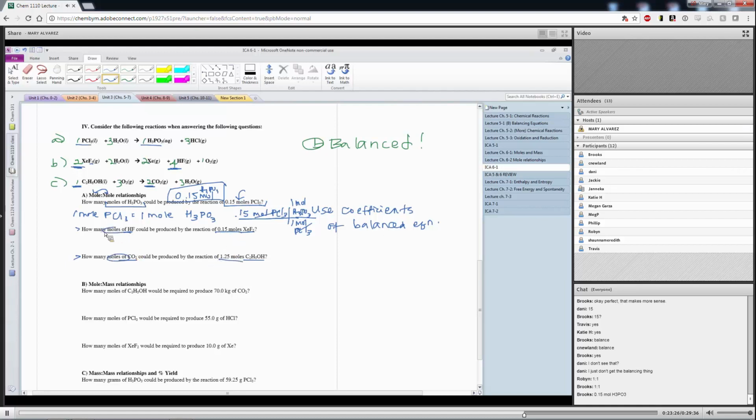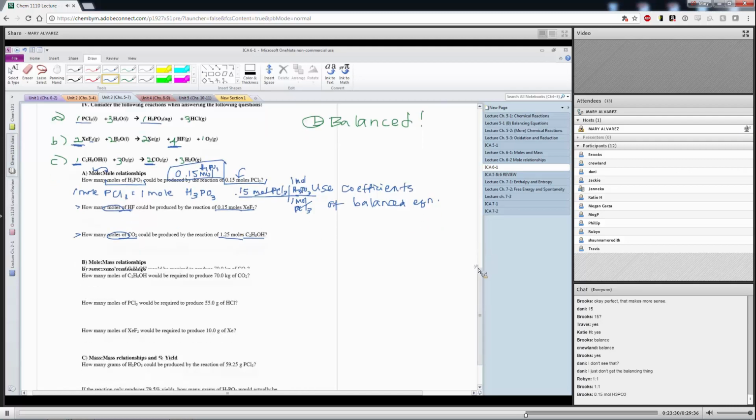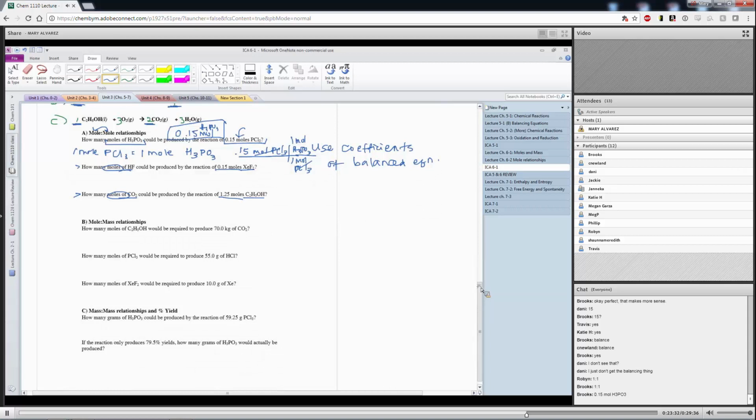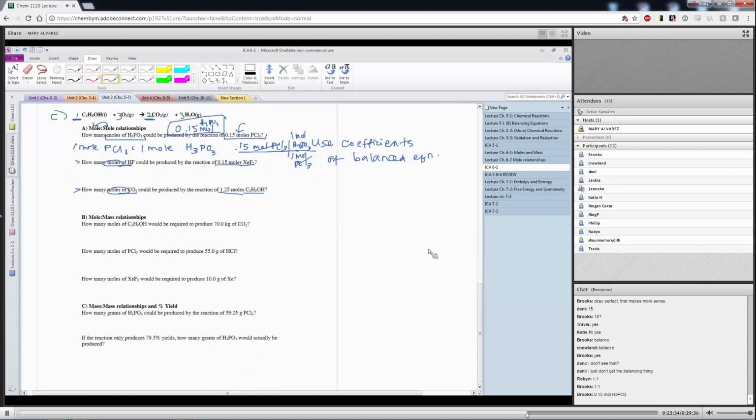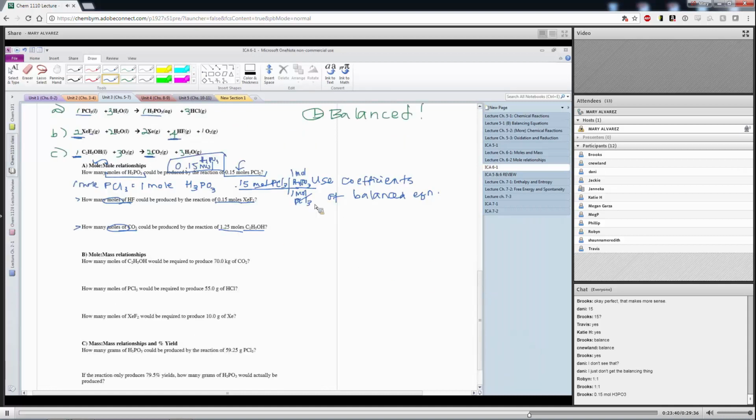Okay. I'm going to let you guys take a stab at that and bring it to class on Wednesday. I know it looks intimidating, but it really is just a one-step conversion between what I gave you and using those coefficients. Okay. Now, of course, it gets harder. That's what this next step is.